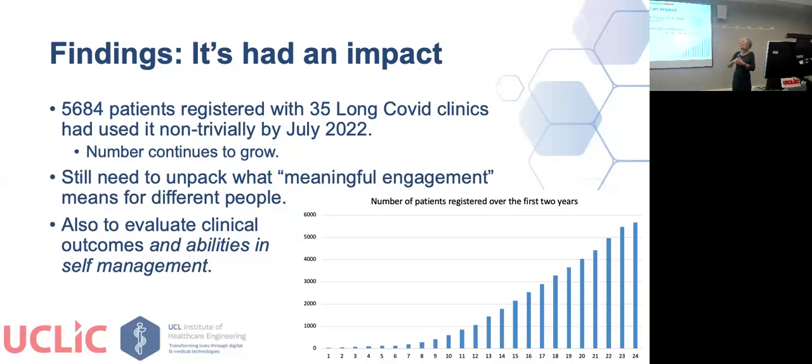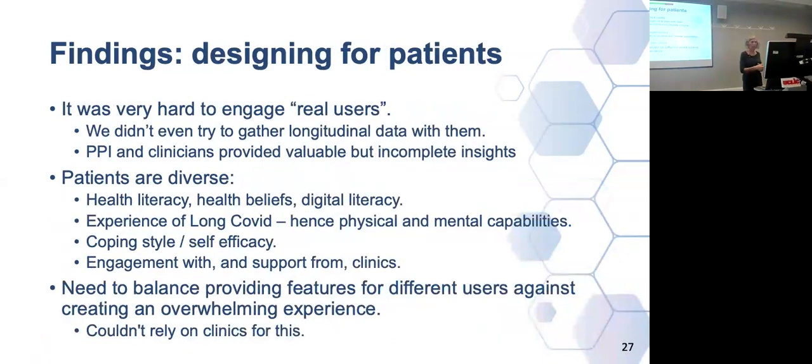We still need to uncover what meaningful engagement is. We still need to evaluate the clinical outcomes and particularly how we might help people to learn to self-manage better, because we started thinking this condition was going to go away within a few weeks, and people are living with it for years now. So our thinking about it had to change, and perhaps we didn't change fast enough.